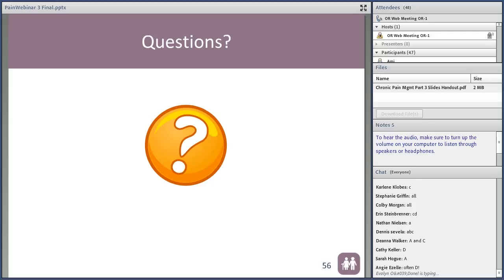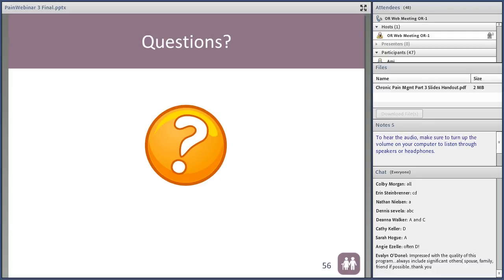Ladies and gentlemen, if you have any questions, please press 1 on your telephone keypad. Again, if you have any questions, please press 1 on your telephone keypad.